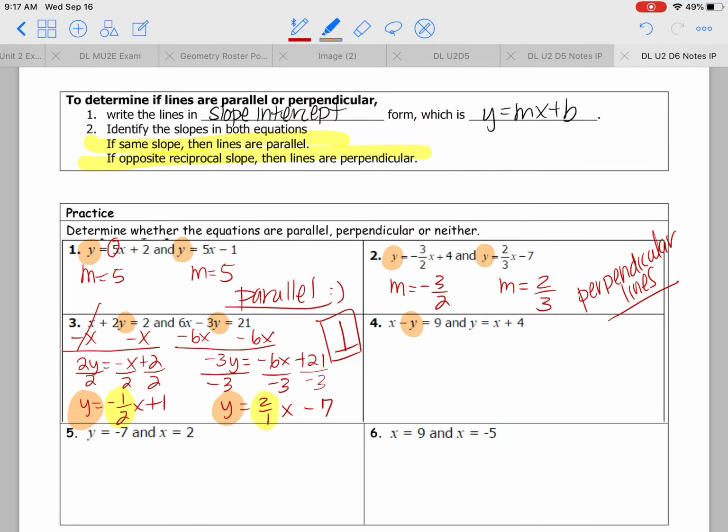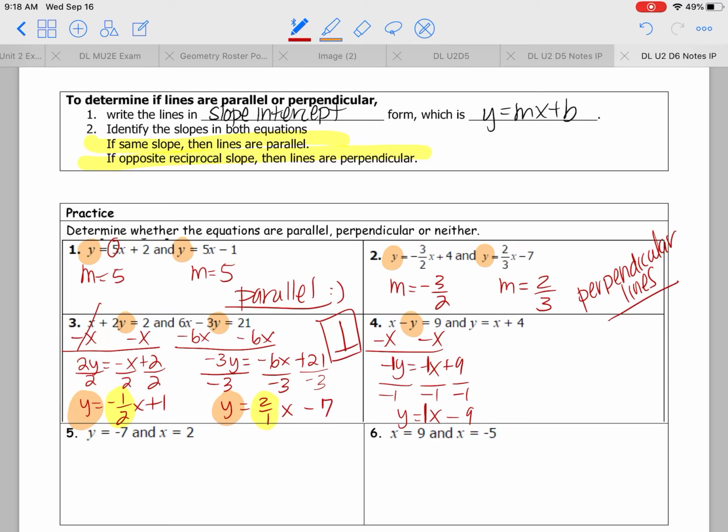Same thing, guys. Y is not by itself. So we need to cancel the x term. Negative y equals negative x plus 9. And then we have a negative imaginary 1 there. So now we got to get rid of that coefficient. Y equals negative x minus the negative x, so negative 1 over negative 1 is positive 1, minus 9. Remember, the slope here is still a 1.